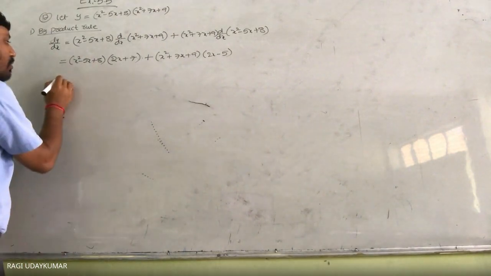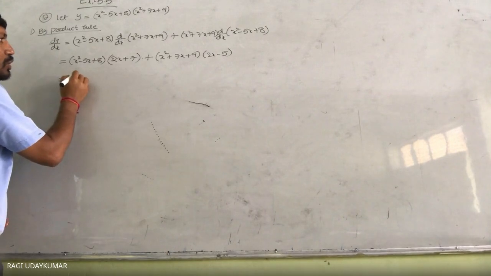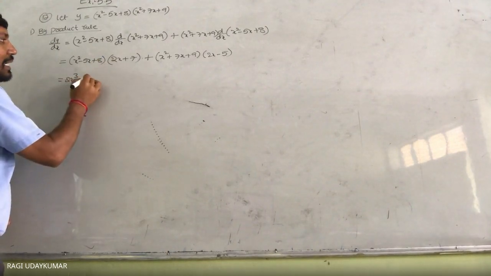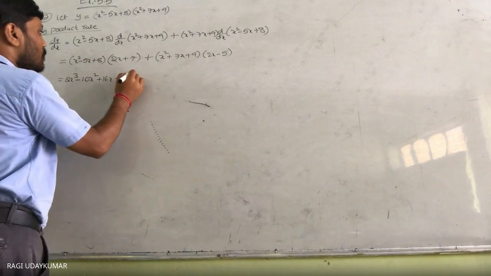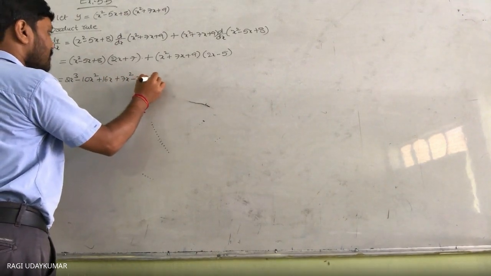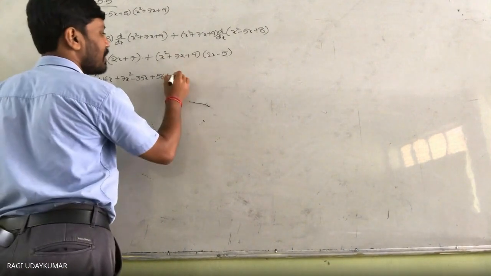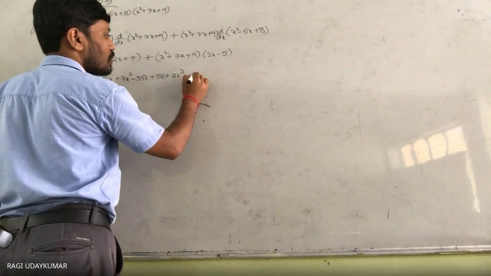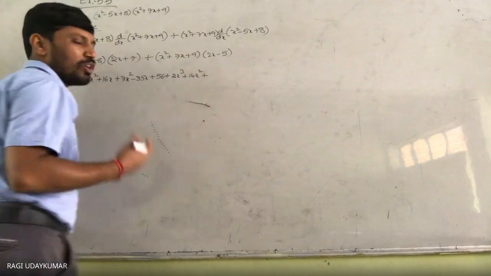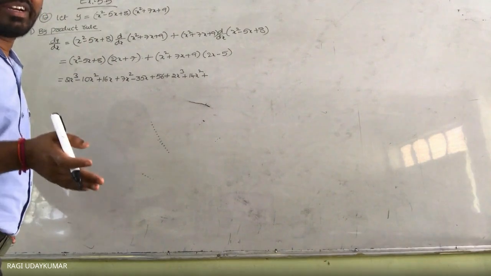Expand it. What do you get? 2x into x square, 2x cube, minus 10x square, plus 16x, plus 7x square, minus 35x, plus 56. 2 से multiply कर 2x cube, 2 से multiply कर 14x square. Just a polynomial only here. I think you can do this. It's not more difficult for you to do.